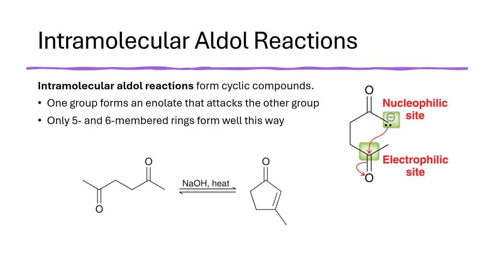Intramolecular aldol reactions. Intramolecular aldol reactions form cyclic compounds. One group forms an enolate that attacks the other group. Only 5- and 6-member rings form well this way. Note that here we have the formation of the enolate. This is going to be the nucleophilic site, and this will then attack the electrophilic site.